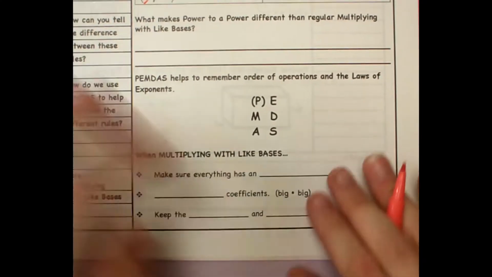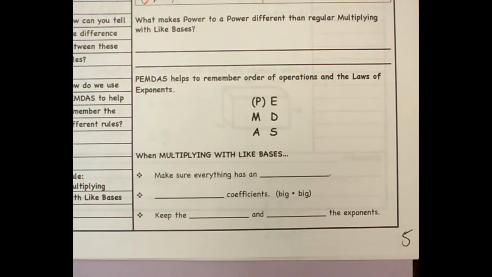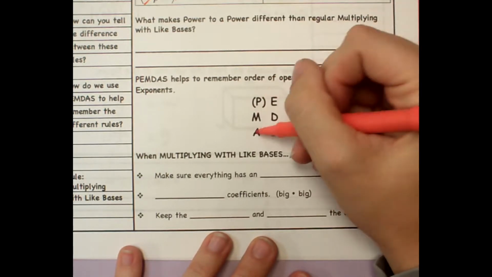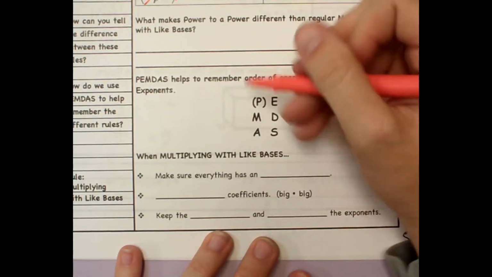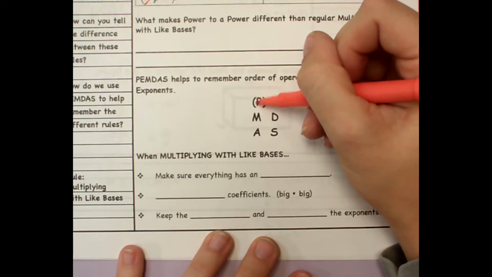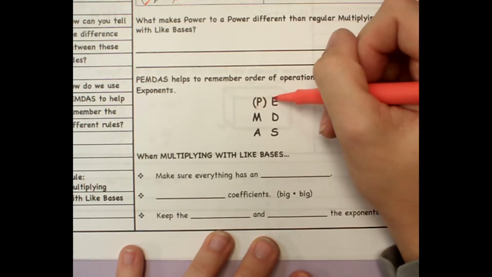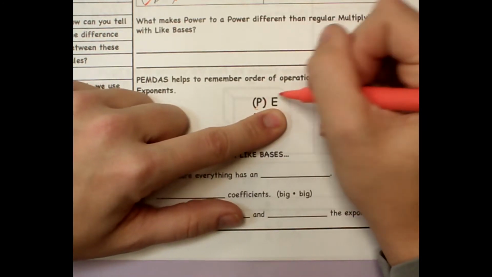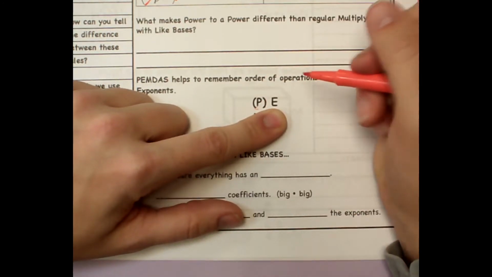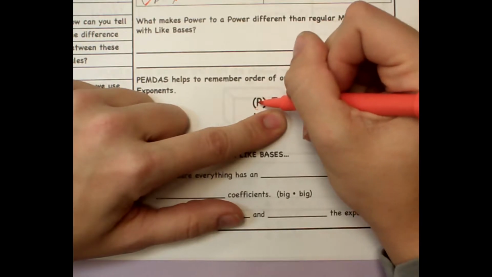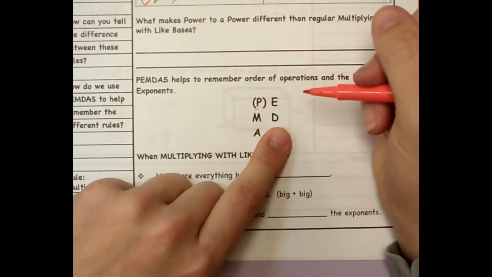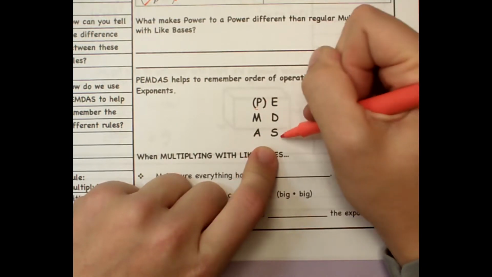Now, PEMDAS is going to help us remember the order of operations and the laws of exponents. You have to remember what these letters stand for. Otherwise, this is pointless. When you have something inside of the parentheses, like your exponent, you have to do that first, okay? Exponents outside of parentheses have to be taken care of first. Then you multiply, then you divide, then you add, and you subtract.